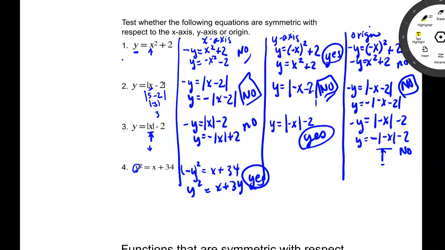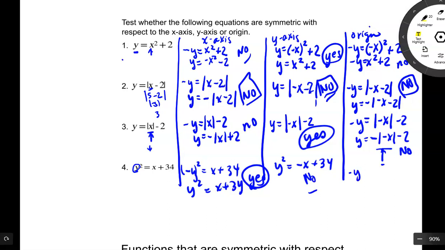For the y-axis, we replace the x with negative x. Well, that's clearly not the same. Whatever value x is, this is going to be the opposite of that. So if x was 3 on our original equation, we'd have 3 plus 36, which is 37. Here, we'd have negative 3, which is 31. So definitely not.